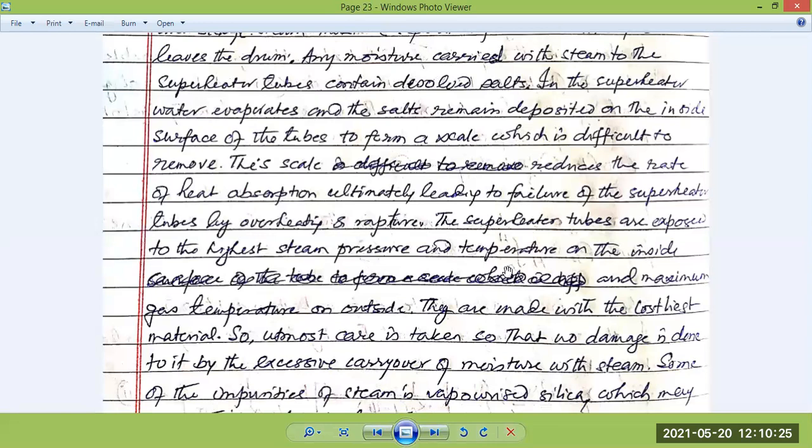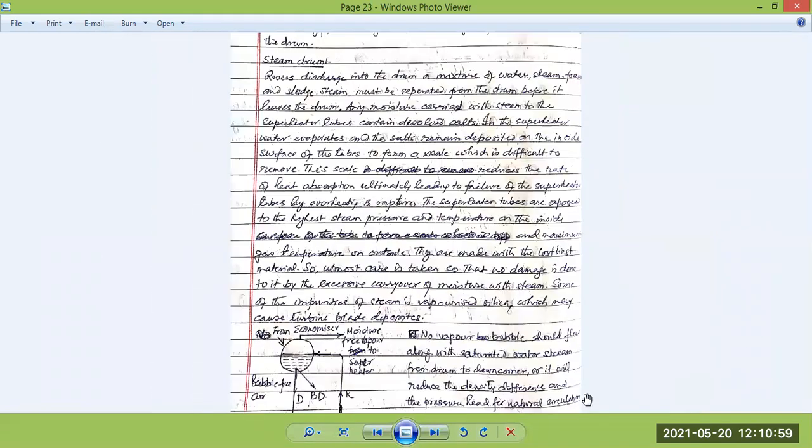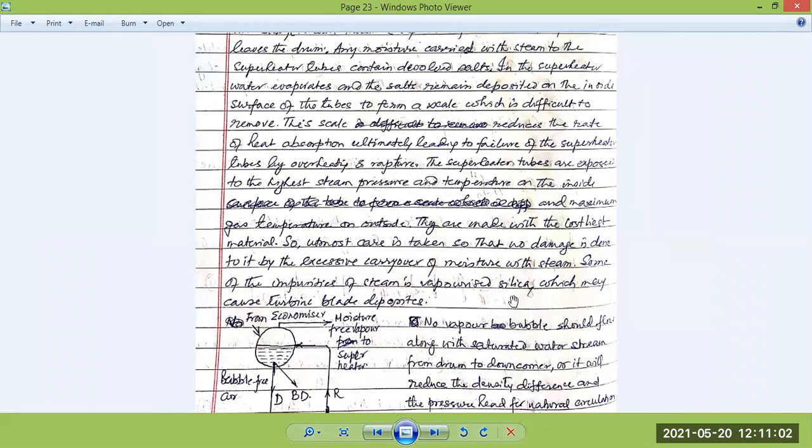Here is the structure of working. The tubes have the highest steam pressure and temperature on the inside, and the highest temperature on the outside due to flue gases. They are made with the costliest material, so that utmost care is to be taken so that no damage is done to them by the excessive carryover of moisture with the steam. Some of the impurities of steam are vaporized silicates, which may cause deposits on turbine blades itself.